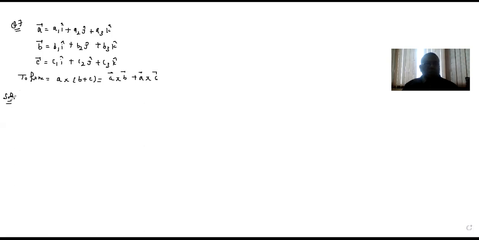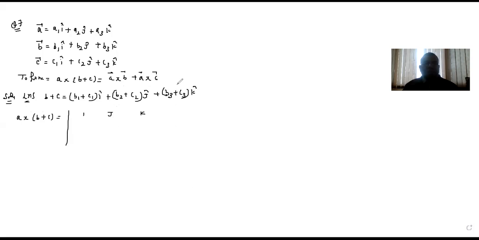Now, solution. First, go with the left hand side. In the left hand side, A cross (B plus C). So first calculate B plus C. This is (B1 plus C1) i, (B2 plus C2) j, (B3 plus C3) k. Now, A cross (B plus C) is the determinant of i, j, k; the components of A first, because A comes first, A1, A2, A3; then the components of B plus C, B1 plus C1, B2 plus C2, B3 plus C3.